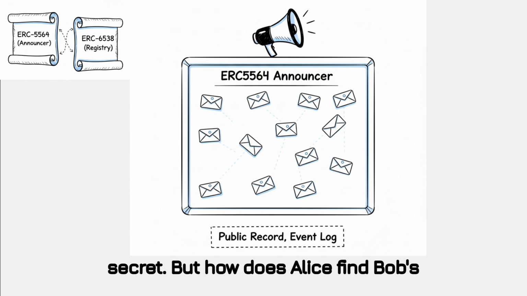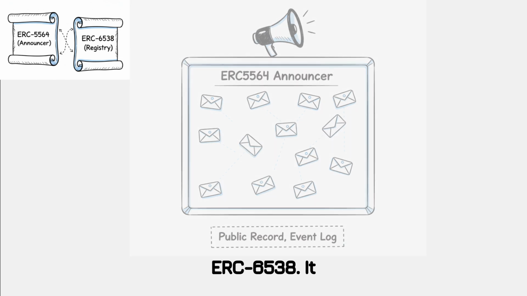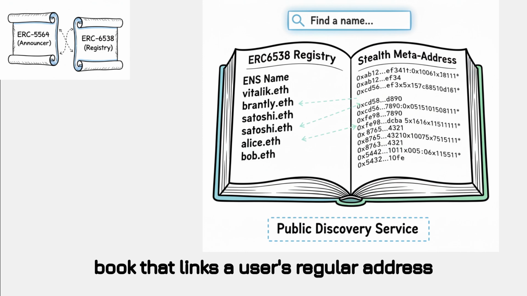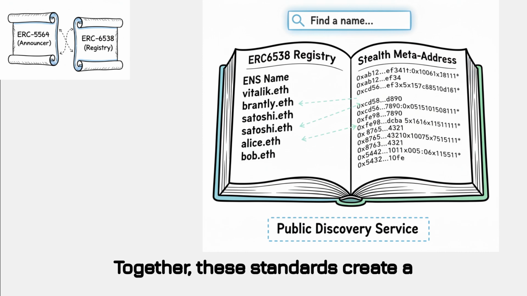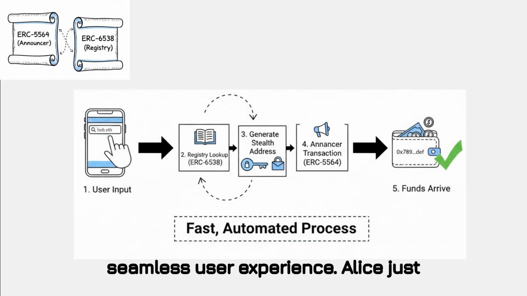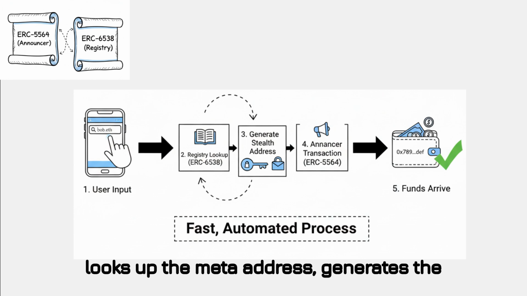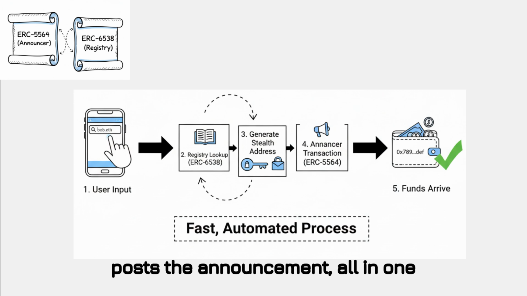But how does Alice find Bob's meta address in the first place? That's ERC 6538. It defines a public registry, like a phone book, that links a user's regular address, like Bob.eth, to their stealth meta address. Together, these standards create a seamless user experience. Alice just types Bob.eth into her wallet. The wallet looks up the meta address, generates the stealth address, sends the funds, and posts the announcement, all in one transaction.